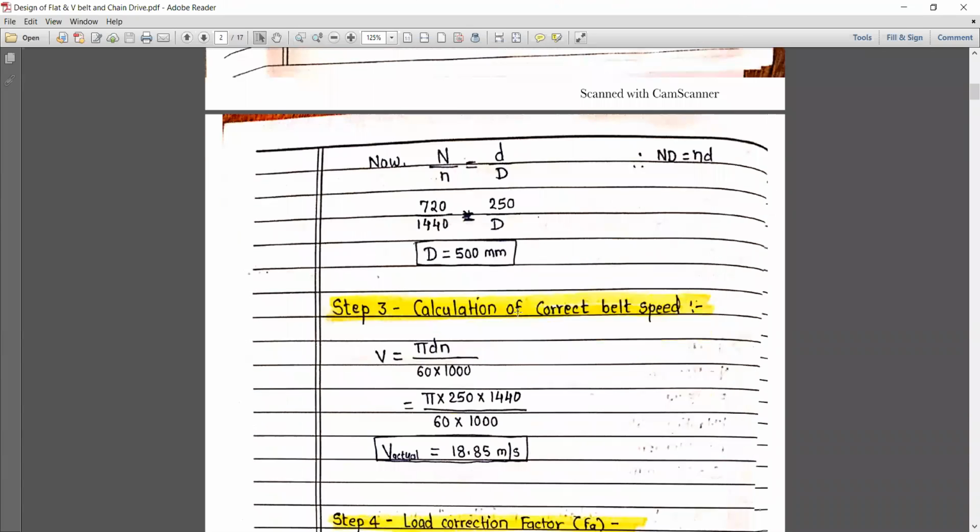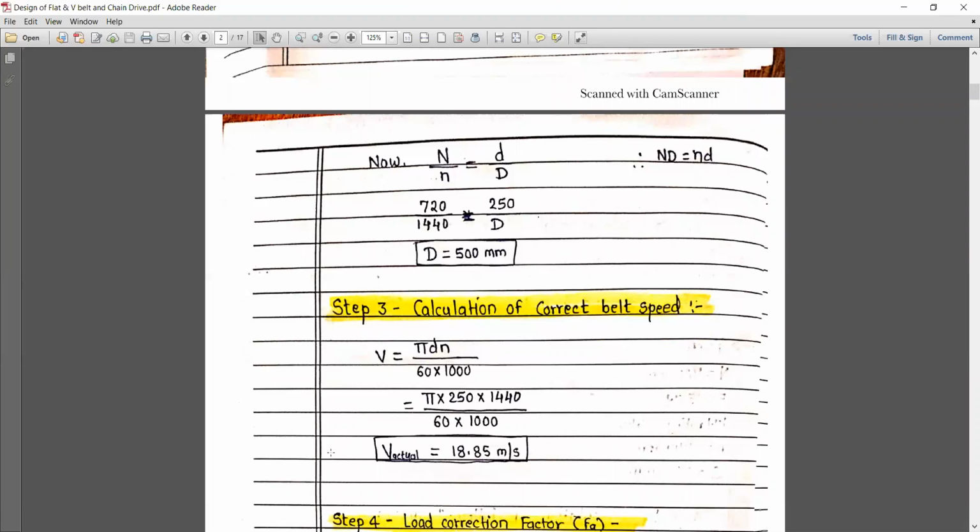Next, we have to calculate the diameter of the other pulley, the pulley on the compressor side. That is capital D into capital N is equal to small n into small d. So you can use that ratio, or speed ratio, and based on the speed ratio you can calculate the diameter.